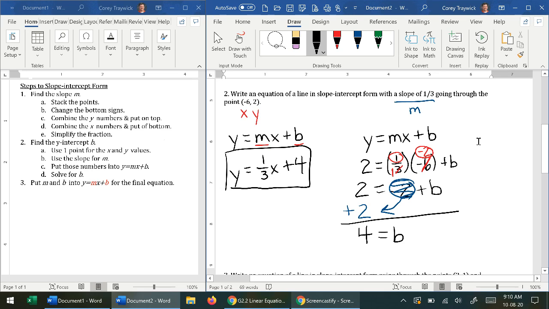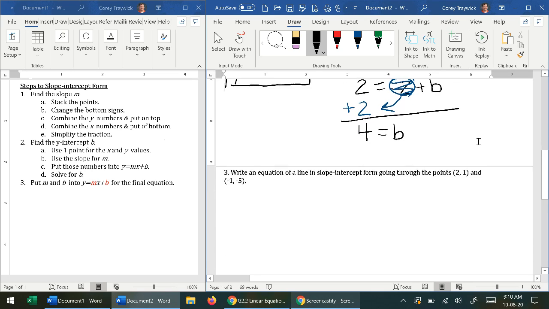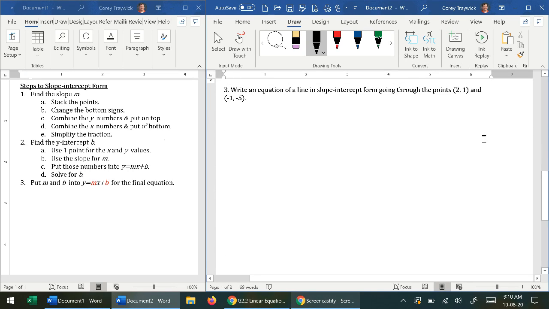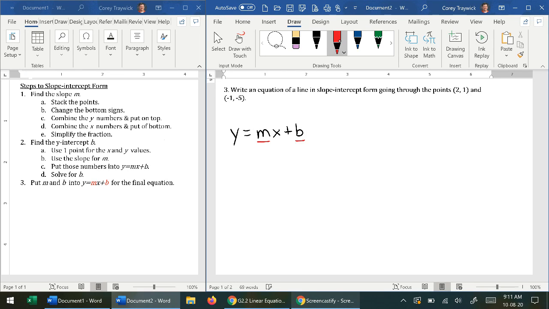All right, let's look at two more examples that are a little more difficult. The first one is, write an equation of a line in slope-intercept form going through the points 2, 1, and -1, -5. As always, start with your slope-intercept form, and we are looking for the slope and the y-intercept to put in its place. We leave y and x.